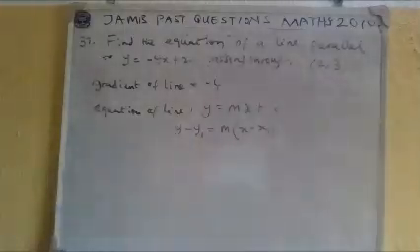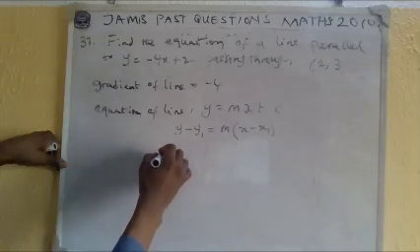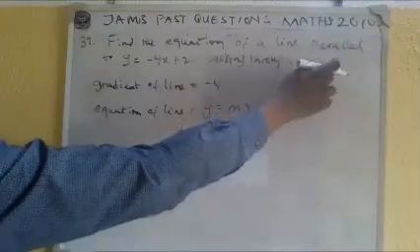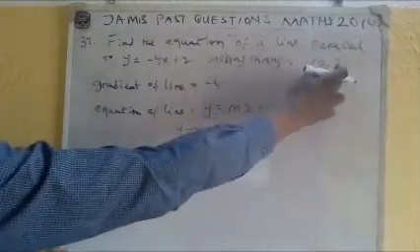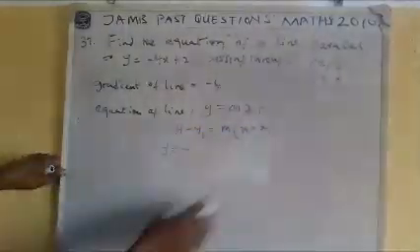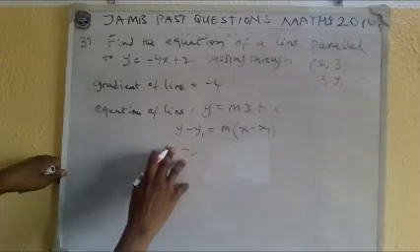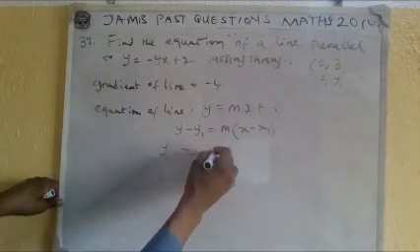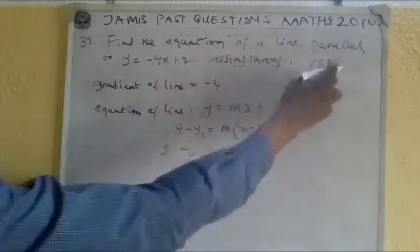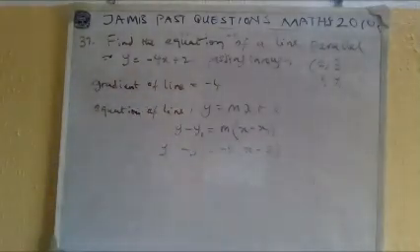No need for the constant. So y is unknown, but we're given the point it passes through. This is x1, this is y1, so we're given y1 here as 3. Y minus 3 equals m, which is minus 4 from here, then x minus x1, which is 2. So from here we can find the equation now.